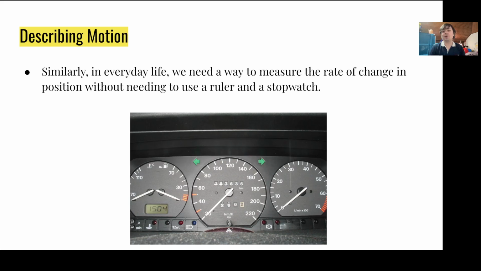Okay, and now for other types of everyday life occurrences. For example, if you're driving a car, you need a way to measure your rate of change in your position without needing both a ruler and a stopwatch. The reason for this is that when you're driving along the road, you'll see speed limit signs, and you want to know if you're below that speed limit so that you don't get pulled over by the cops. This is a common dashboard, I guess, in a European country with kilometers per hour for the speedometer. But it does have things like the distance measured and also the time.